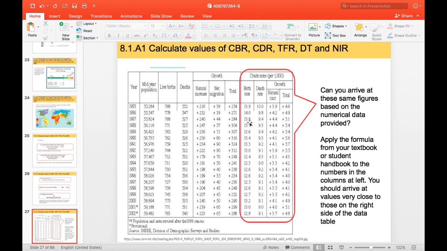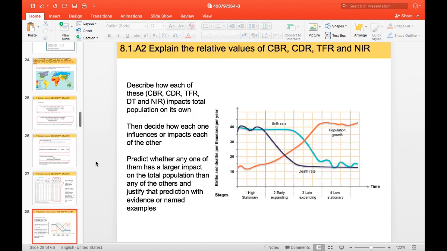We have an example, an exercise that we are going to do next class, okay? You have in the textbook an activity about how to calculate that. It is not difficult because you just have to apply the formulas, but we're going to do that next class. So explain the relative values of CBR, CDR, TFR, and NIR. Again, we have this demographic picture with the different stages that I already explained.